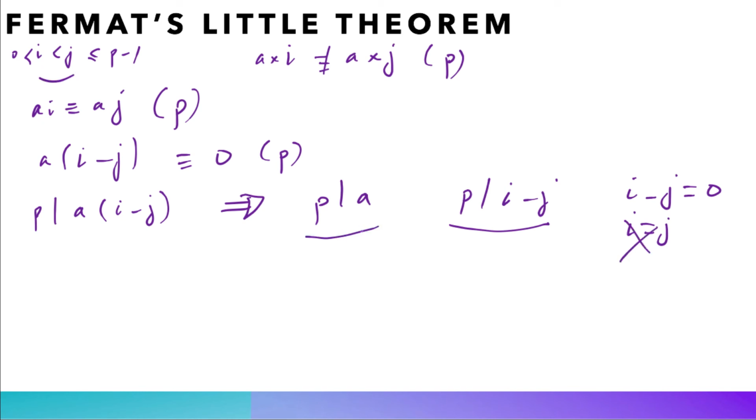This cannot hold because it would mean that a is congruent to 0 modulo p, and let me remind you that I took a strictly greater than 0 and lesser than p minus 1. Hence the desired result here.